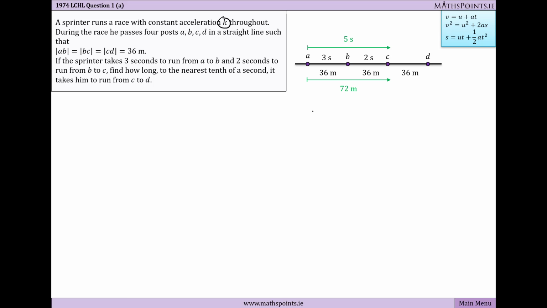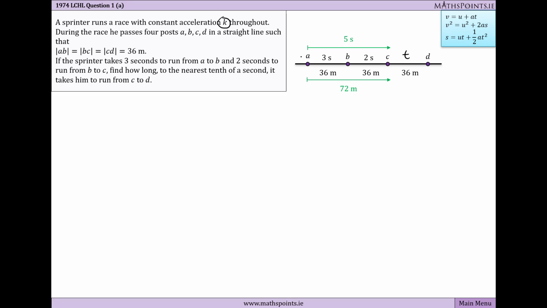He takes different times to travel between the posts. Obviously, as he's accelerating, his speed is increasing. From A to B is 3 seconds, and from B to C is 2 seconds. Our job is to find the time taken to travel from C to D. A common sense answer is that it's going to be less than 2 seconds. If he's speeding up as the race goes on and he's traveling equal intervals each time, then the distance from C to D is the same as B to C, but he's going to cover it in a quicker time, so less than 2 seconds.